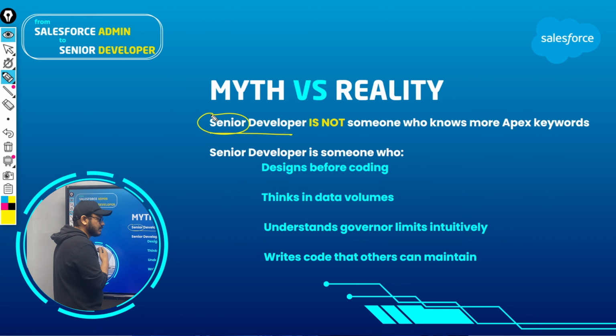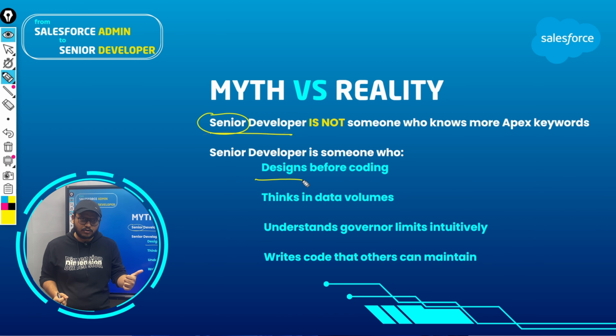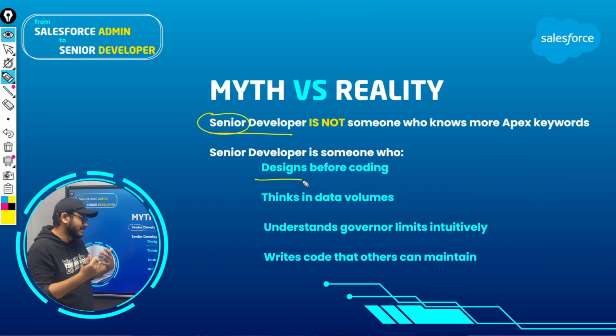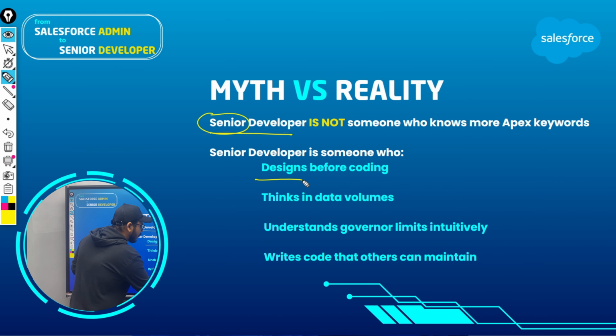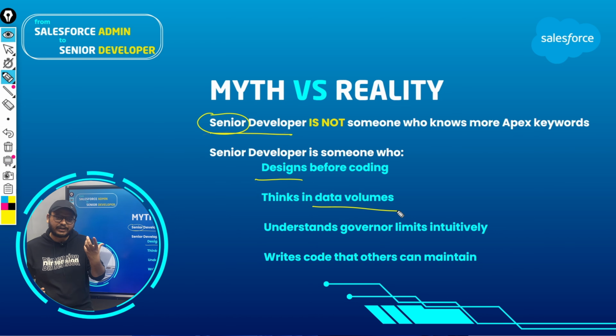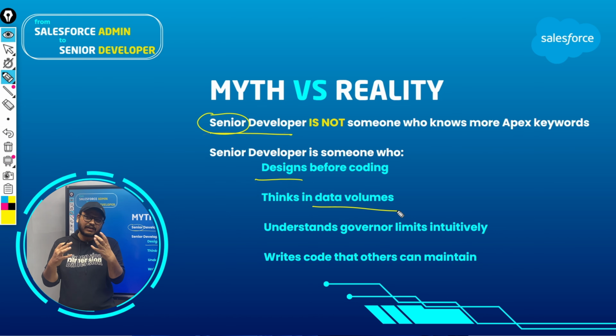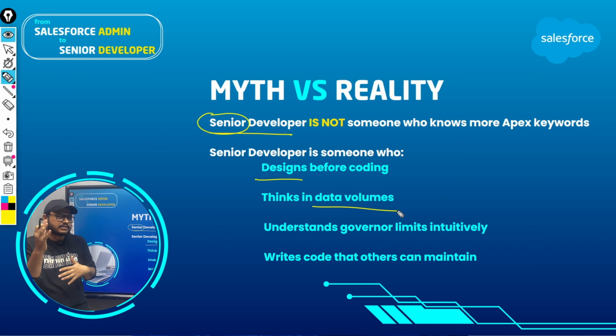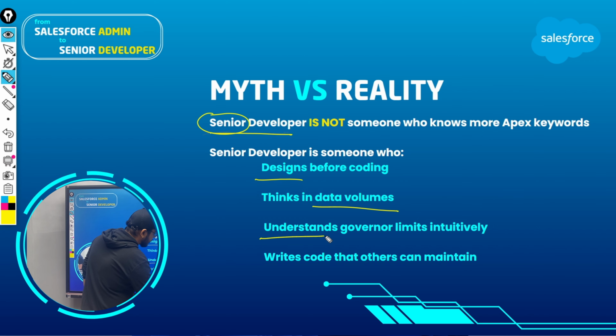A senior developer is someone who designs before he starts coding. It's not about just going and writing code. No. They think about the solution, they design the solution, they think about data volumes. Every time we are trying to write logic, we have to consider what sort of data volume we are going to deal with. Considering that data volume, which would be the right approach, synchronous or asynchronous? A lot of thought process goes into that. They also understand the governor limits.